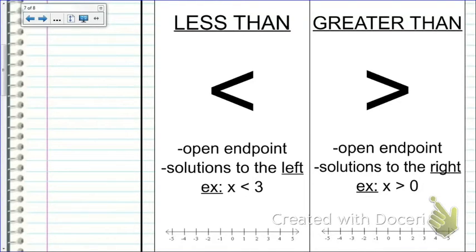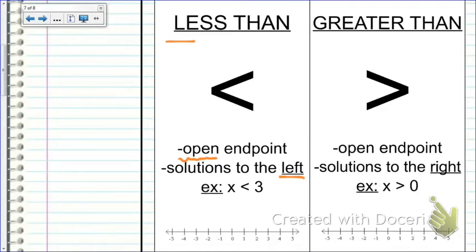Okay, so let's talk about less than and greater than first. Less than is an arrow pointing to the left. So less than goes to the left. It does not have the half of an equal sign underneath. So it's just the inequality pointing to the left. If I am saying that a number is less than something else, when I graph it on the number line, that means that my endpoint is going to be open.